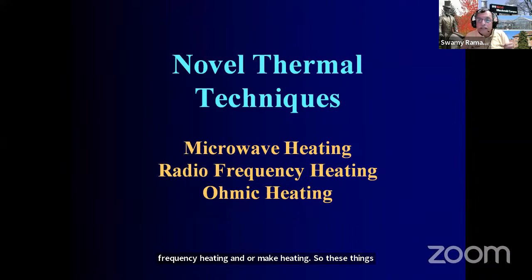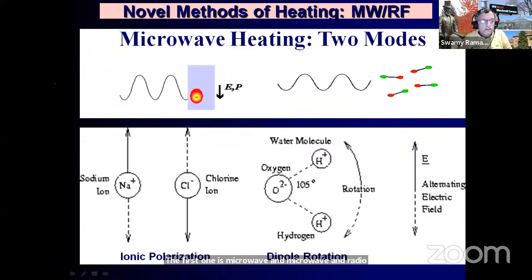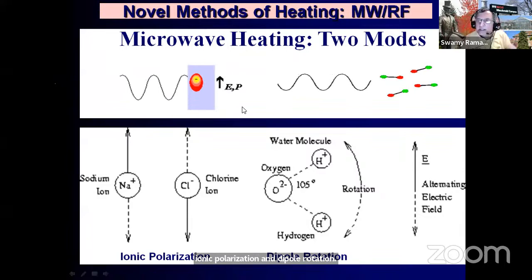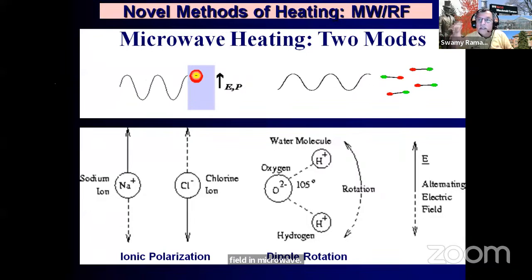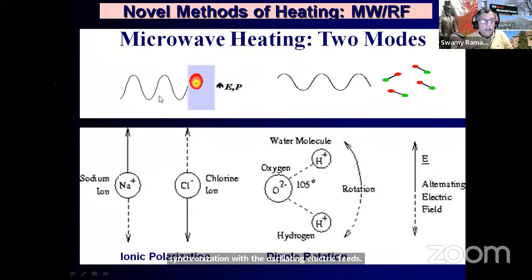So let's look briefly at these and see how they can help achieve a better rate of heat transfer. The first one is microwave, and microwave and radio frequency heat the product in a very similar way, through ionic polarization and dipole rotation. Most products have ionic components, split salts, and in response to the oscillating electric field in a microwave oven, they try to align themselves in synchronization with the field. So the split salts go back and forth like this.